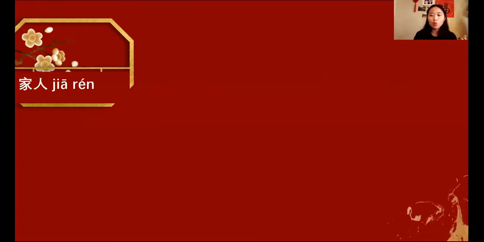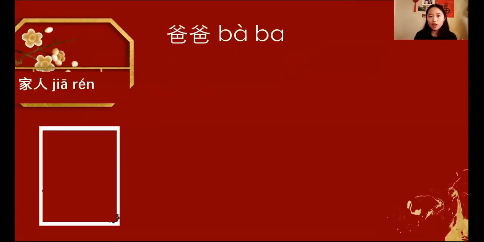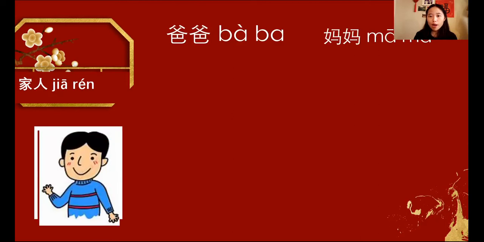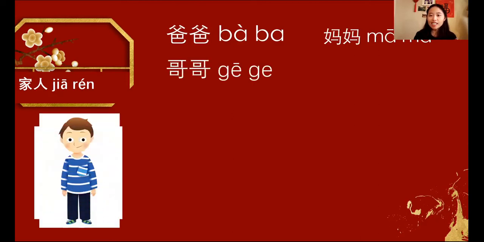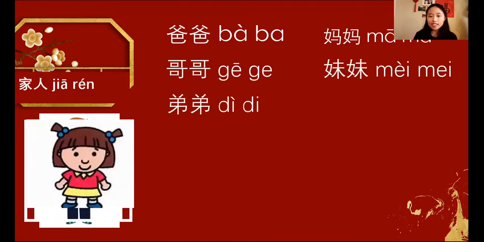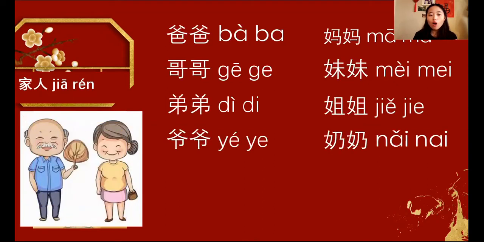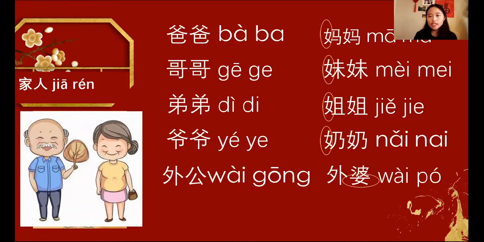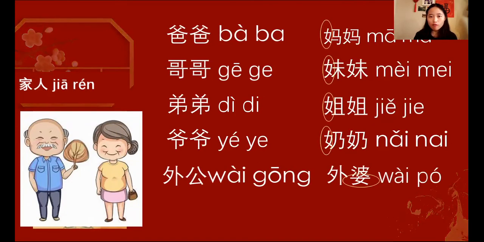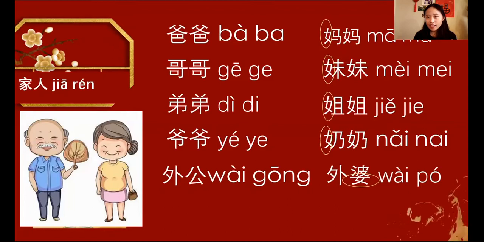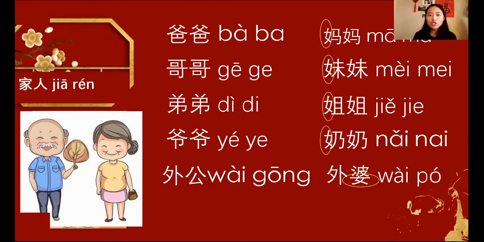And then we have learned all of the words about the family members, right? 爸爸妈妈哥哥妹妹弟弟姐姐爷爷奶奶外公外婆. This is all of the family words we have learned. Right now, I want to play a game with you. Actually, you have played the game in school days. Do you still remember the shooting game?